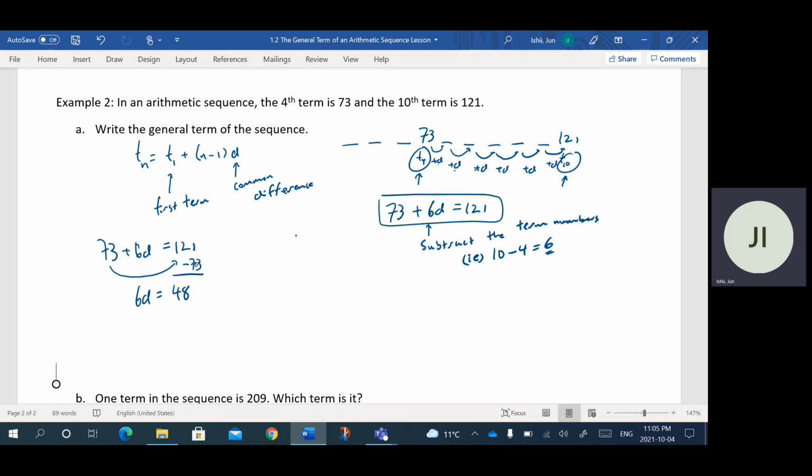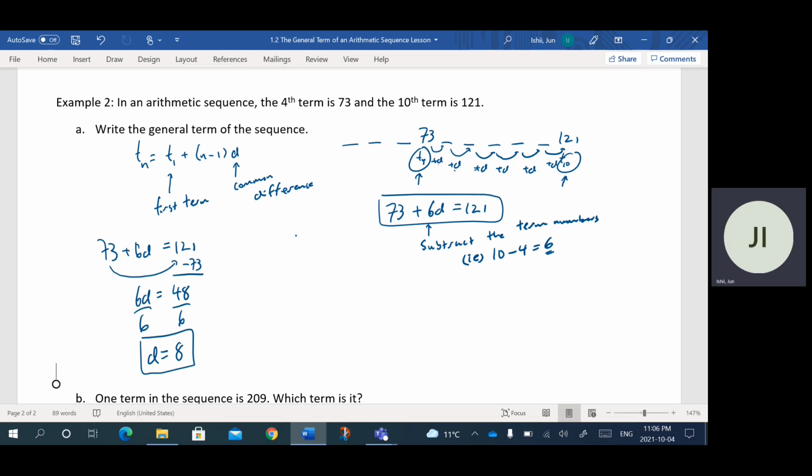Did that in my head, and I did it correctly. To solve for D, I'm going to divide both sides by 6. So the common difference in this case is equal to 48 divided by 6, which is 8. So that gives us one of the numbers, the common difference. What that means is, if I added 8 to each one of these numbers, it will get me to 121 in that position there.